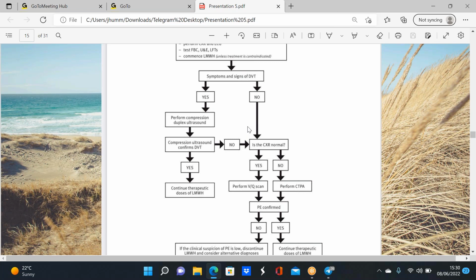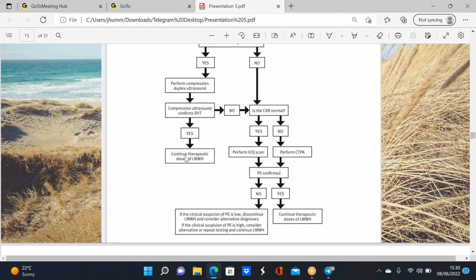If signs and symptoms of DVT are also present, in that case, you perform the compression duplex ultrasound. If compression duplex ultrasound confirms DVT, then you continue the therapeutic dose of low molecular weight heparin. But if it is negative, then you have to see whether the X-ray is normal or not. And if signs and symptoms of DVT are not present, then you check the X-ray. If the X-ray is normal, in that case perform VQ scanning and check for pulmonary embolism.